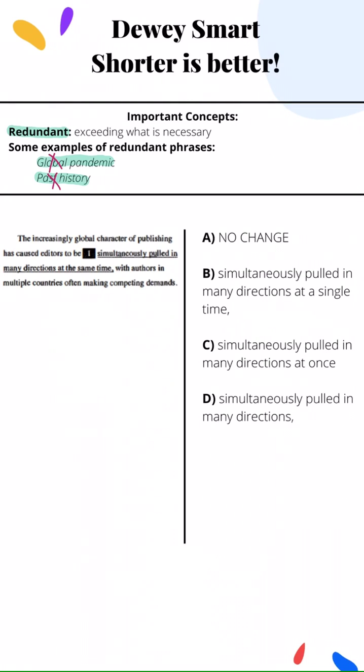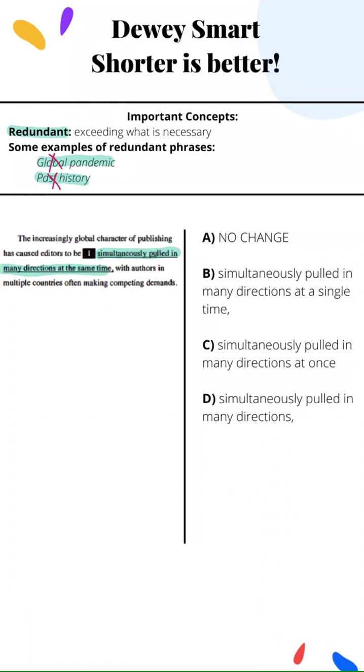Now, let's take a look at this example. The increasingly global character of publishing has caused editors to be simultaneously pulled in many directions at the same time, with authors in multiple countries often making competing demands. Now, we can either choose to leave this underlined portion alone or change it. So, let's pay close attention to this underlined portion.